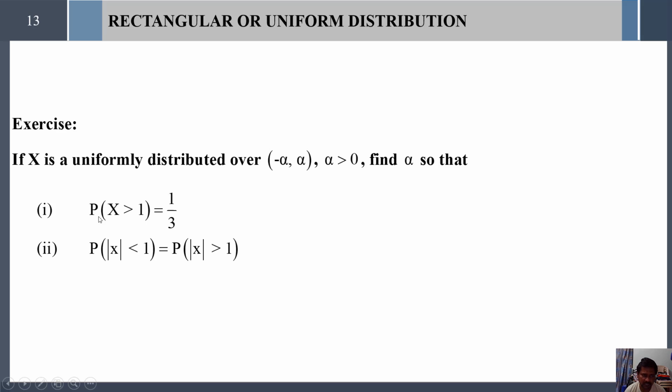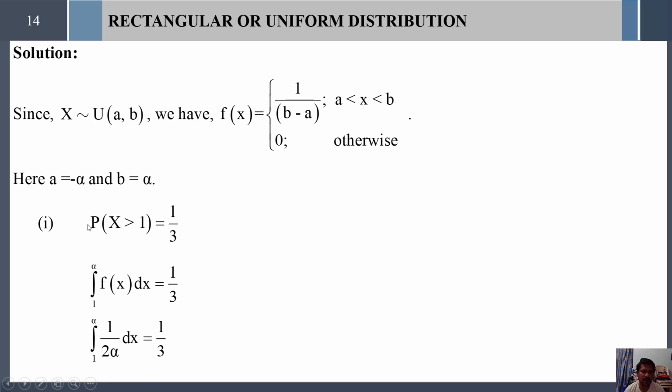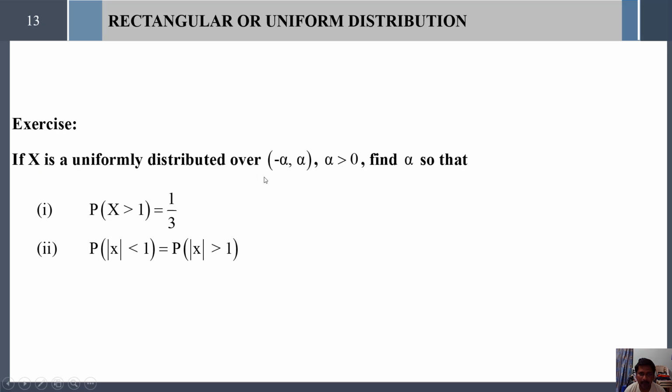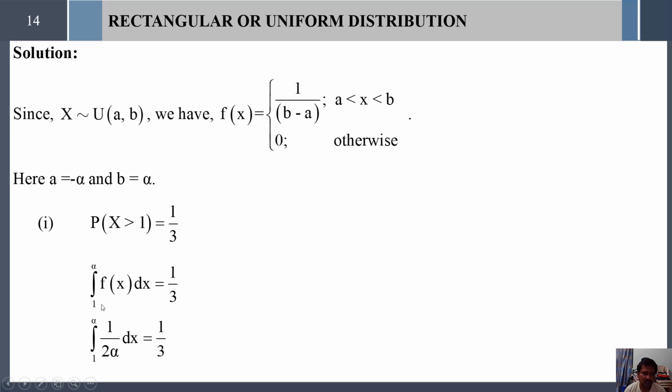First condition, we are given probability of x greater than 1 equals 1 by 3. I have taken this term here, and here the lower limit of x has been restricted to 1 and the upper limit is as usual alpha. In the defined interval, the lower limit is minus alpha and the upper limit is plus alpha. You just keep this in your mind. But here the lower limit has been restricted. How is it restricted? X greater than 1 means 1 less than x. So the lower limit for x is here 1.